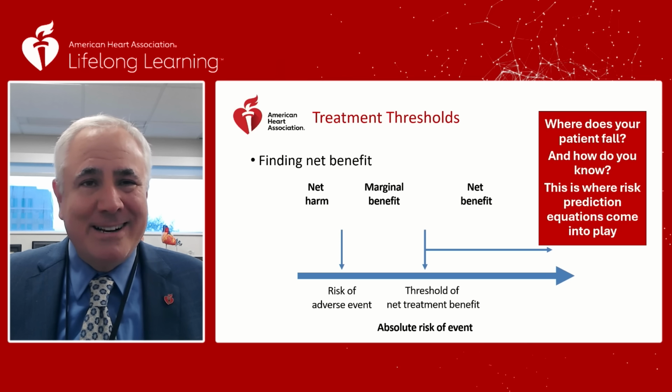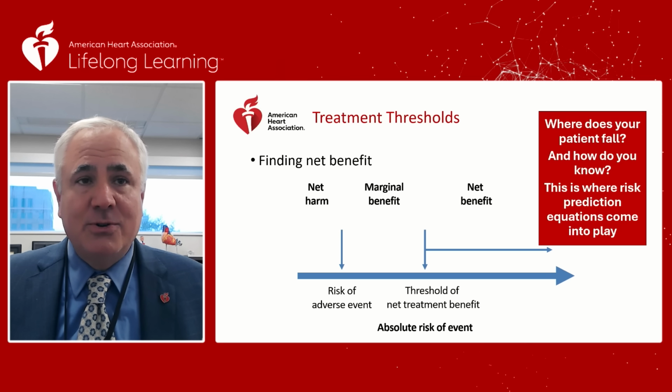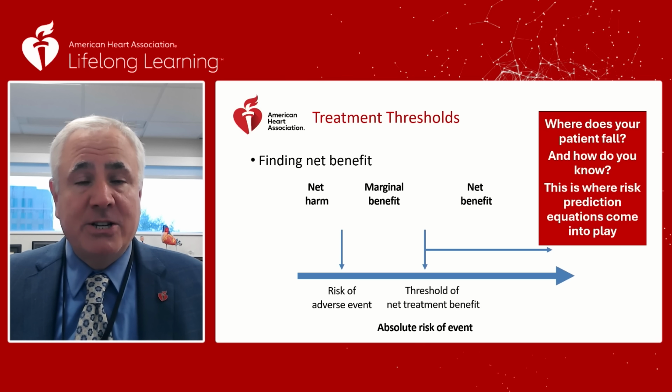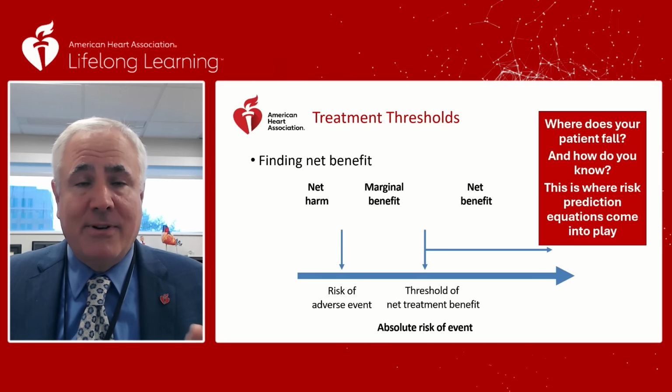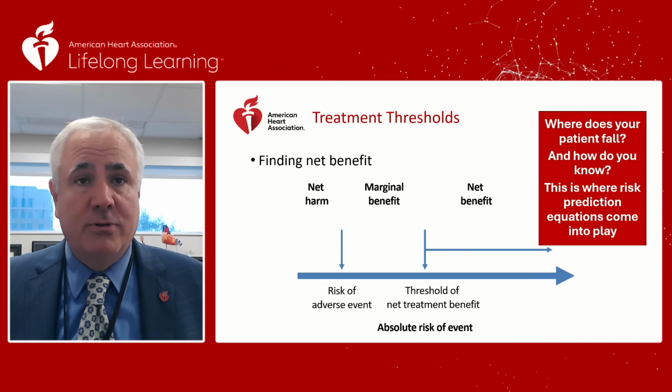But the question then comes, where does my patient fall? Where does this person sitting in front of me fall in this spectrum? And the answer to those questions is, this is why we need clinical risk prediction algorithms. So I can say, this patient has a high enough risk that they're going to fall into the net benefit zone if I start a therapy, because I've predicted what their 5-year or 10-year risk for disease is.